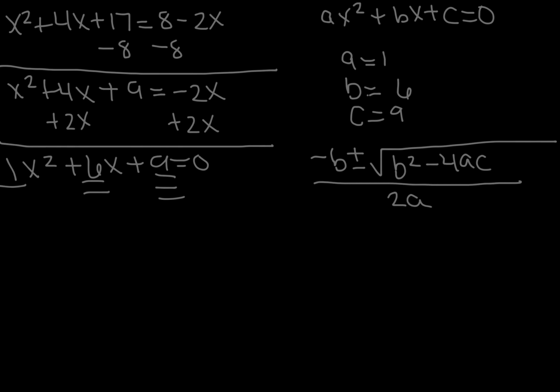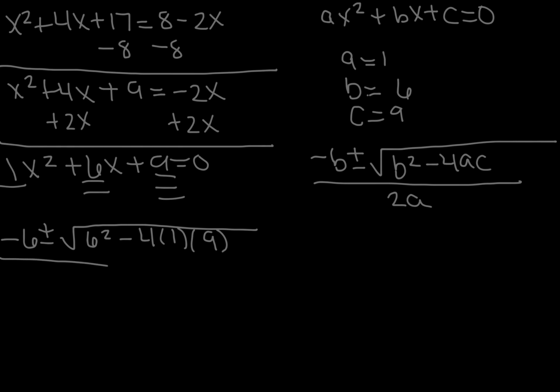Okay, so if we're plugging in our numbers, we're going to have negative b, which is going to be a negative 6 plus or minus. And then the square root, we're going to have b squared. So that's going to be a 6 squared minus 4 times a, which is 1, times 9, which is c. And all of that is going to be over 2 times a, which is 1.